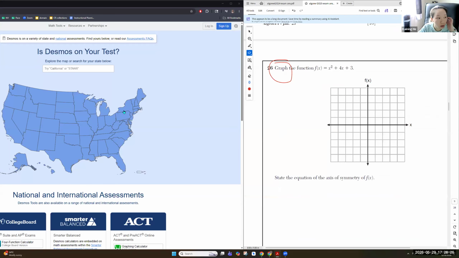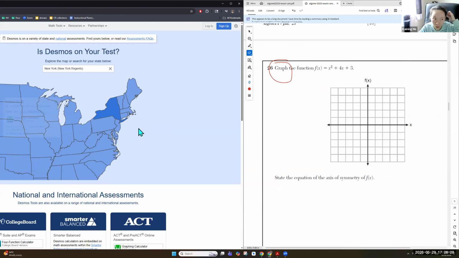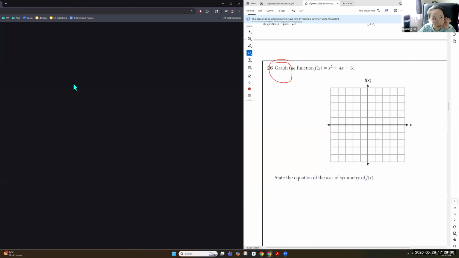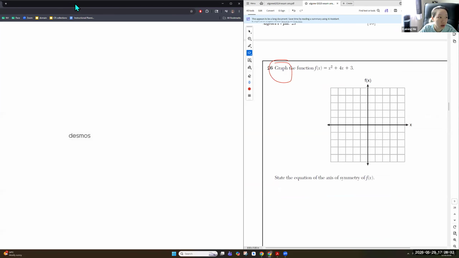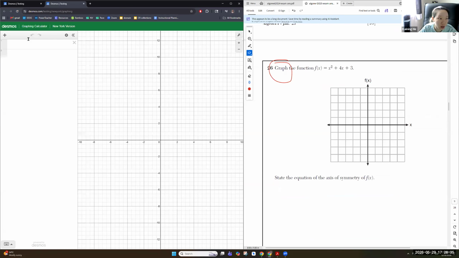There we go. So in here, if you already get the calculator or the computer, they actually already come with the test mode and kiosk mode, so you don't need to actually select the state. But because I go on the website, that's why I'm selecting New York State. But let's go ahead and take a look.